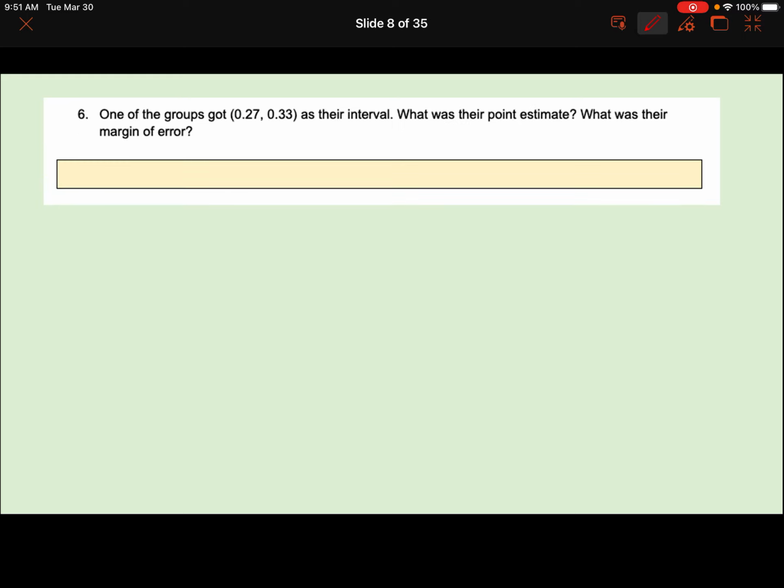All right, so question 6. One of the groups, you can pretend we're doing this all in groups and we're having fun doing math together, has this as their interval. Based off of that, I want you to figure out what would be their point estimate and what's their margin of error. Before you have some work time on there, remember the point estimate is always in the middle of the interval. And the margin of error is how much you're adding or subtracting on either side. So go ahead and pause and try to calculate that.